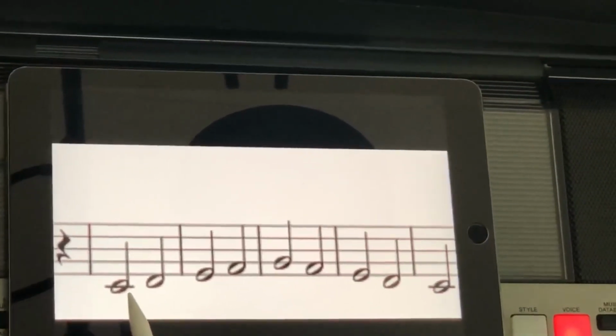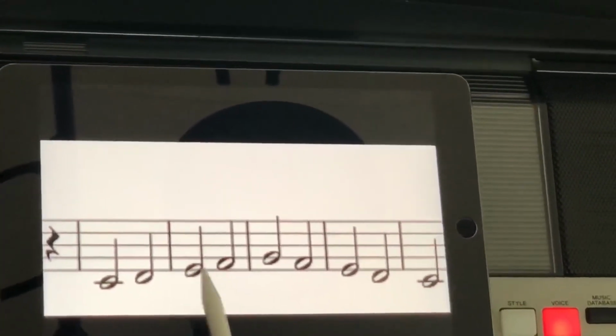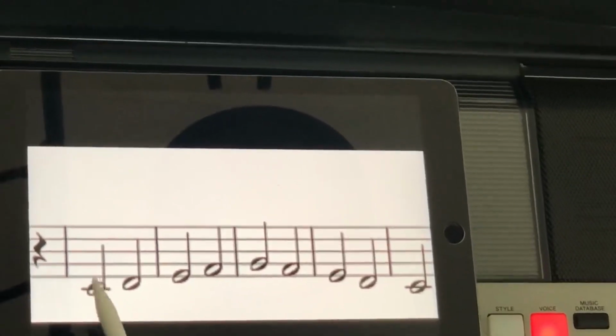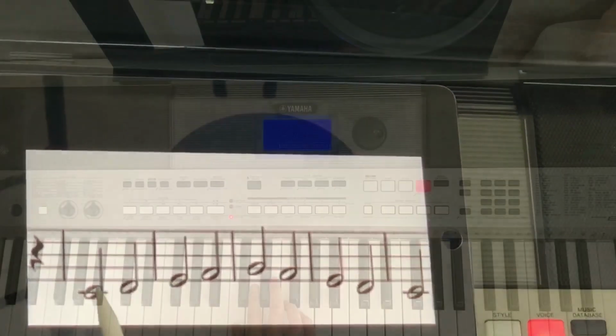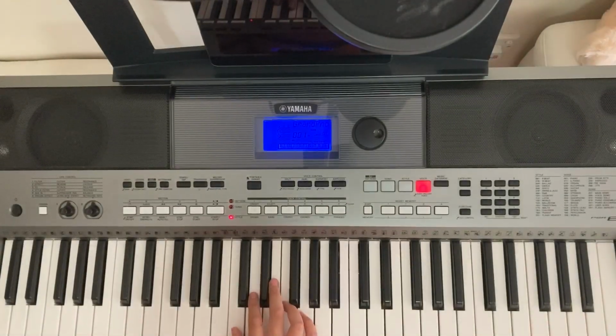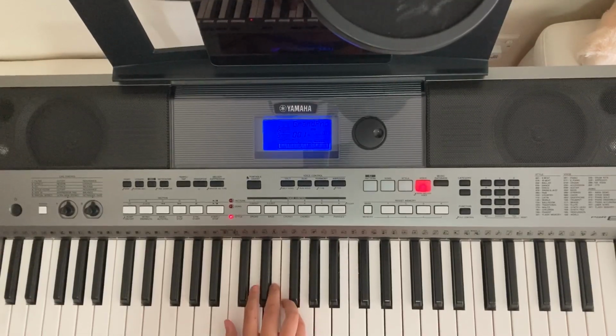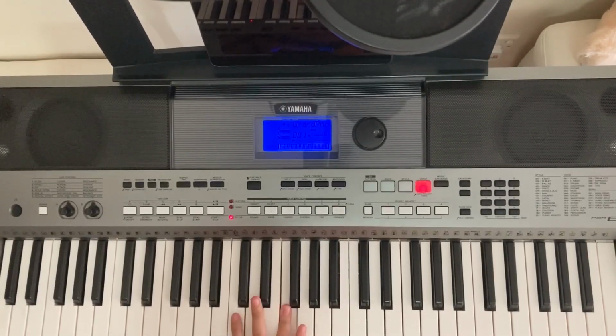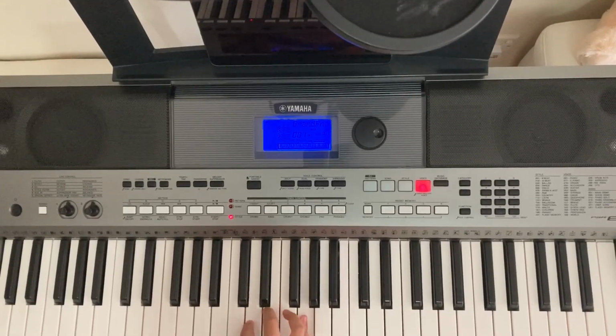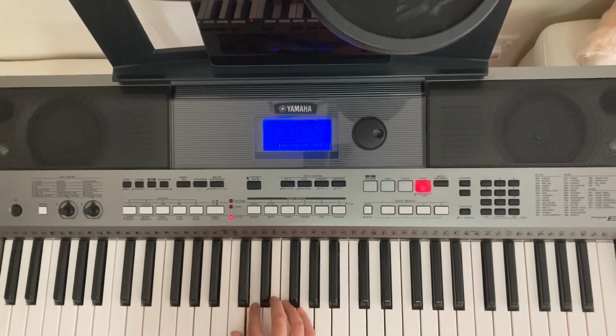Now, since all of these are half notes, we will play these notes for 2 beats instead of 1. How do you know if it's 2 beats? You will hold the note and count 1, 2. 1, 2, 1, 2, 1, 2.